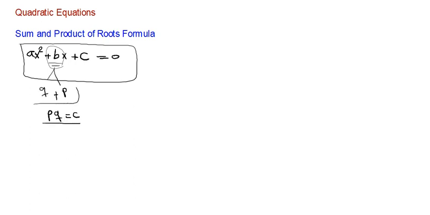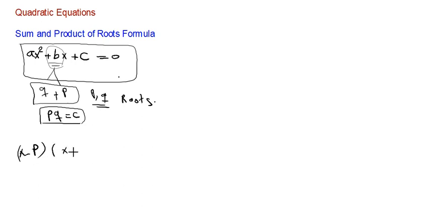Where did we get this formula from, and why is it supposed to be like that? Why are the roots supposed to be like that? Let's see together. If p and q are the roots for this equation, then the factors will be x minus p and x minus q. So if we did not divide by a, for sure we have to include a in the factors. So the factors are a multiplied by x minus p multiplied by x minus q.